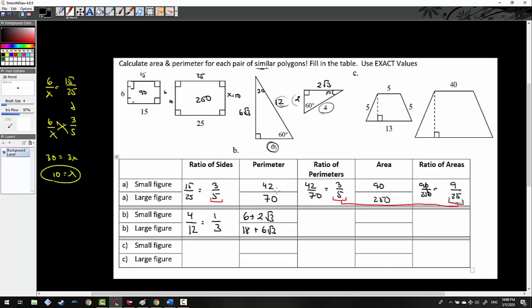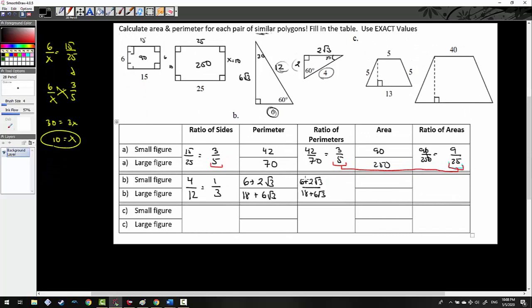Now before I do that, if you noticed in the rectangle, the ratio of the sides and the ratio of the perimeters were identical. They were the same. Let's hope it works that way for the triangle. That's going to be 6 plus 2 rad 3 over 18 plus 6 rad 3. Now again, I was hoping that the perimeter ratio and the side ratio would be equal. So the question is, does this nasty looking fraction somehow equal 1/3? Well, let's find out.